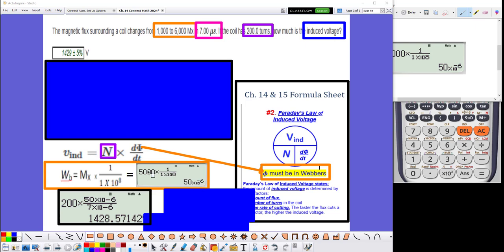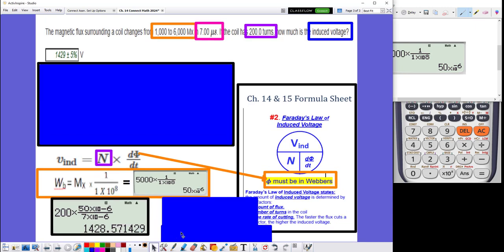My formula is V equals N times d phi, which we got now, over dt. And dt was given to us right here, 7 microseconds. So my number of turns is 200 times this converted number of 50 micro-Webers divided by 7 microseconds. And that gives me an induced voltage of 1,428.57142 volts. And the book or Connect, the computer system, says 1,429 plus or minus 5%. So that's how we get the answer to number 2.